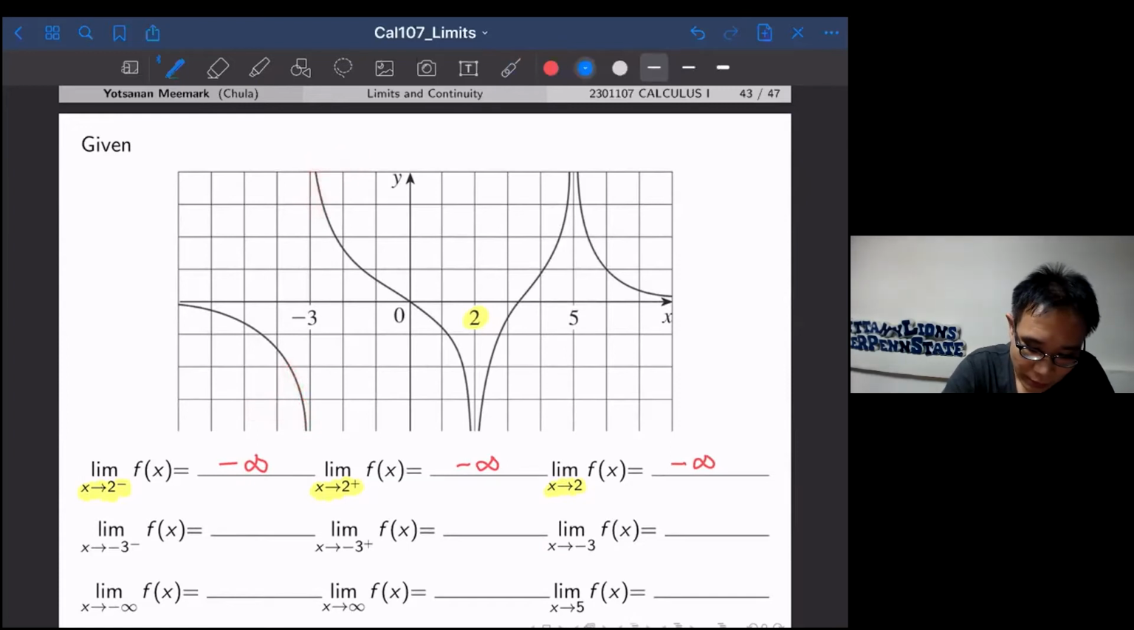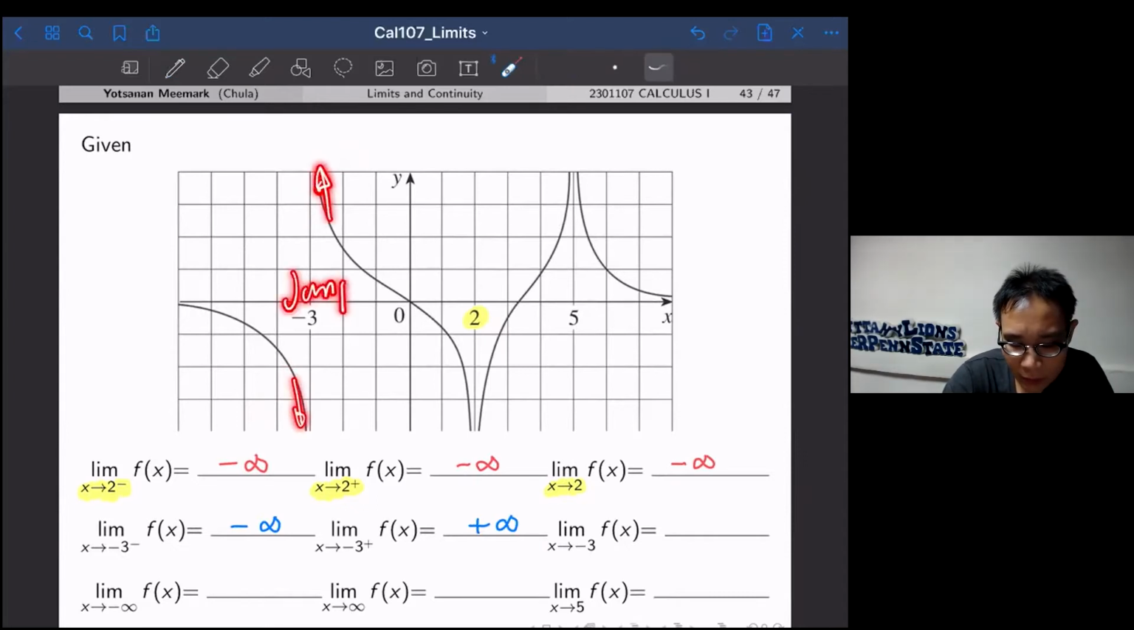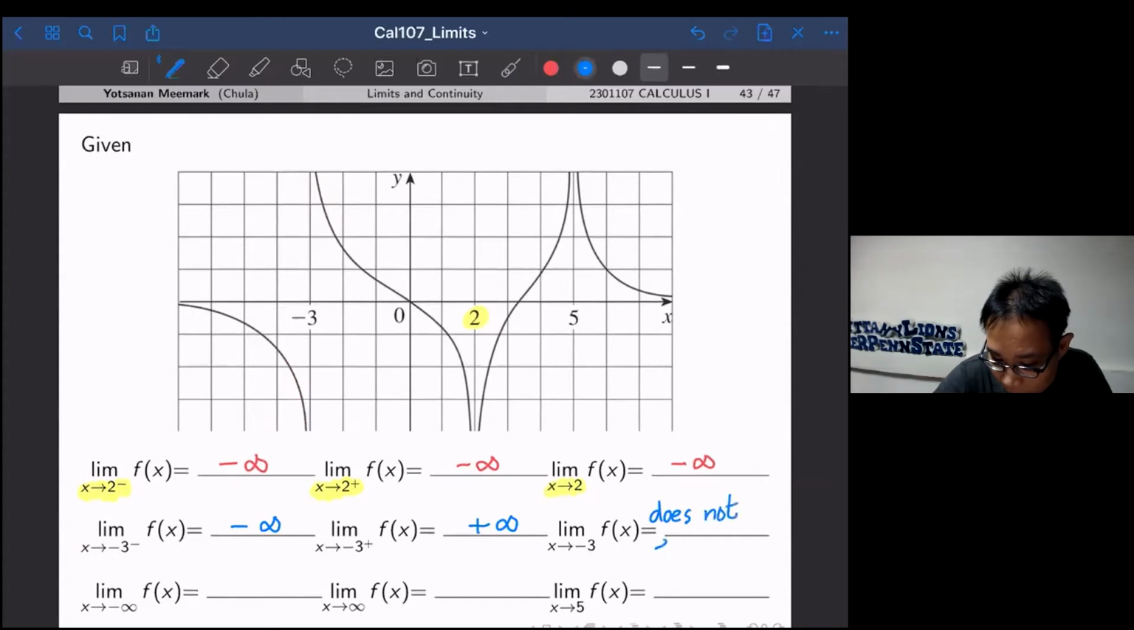So you're going to write down negative infinity and positive infinity, and you see that they are approaching different directions. So you're going to get a jump. Okay, so you're going to get a jump here. So when you have a jump here, you're going to say that the limit does not exist. Okay, so in this case, the limit does not exist.